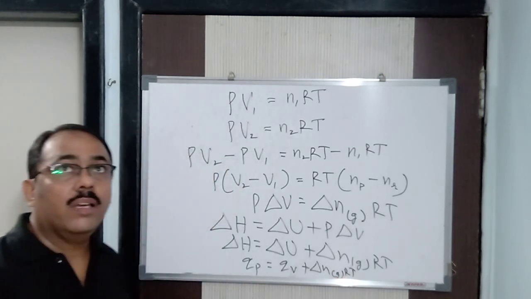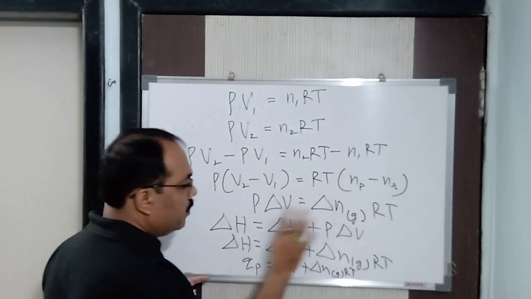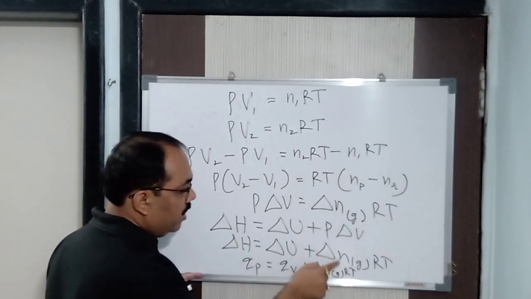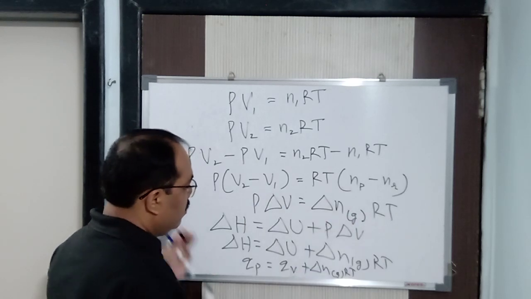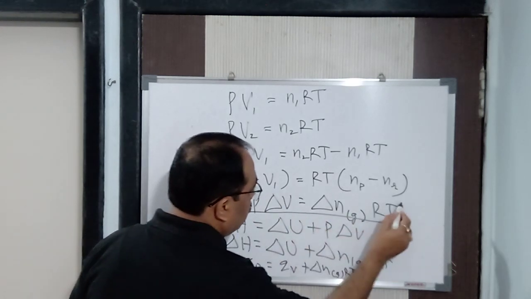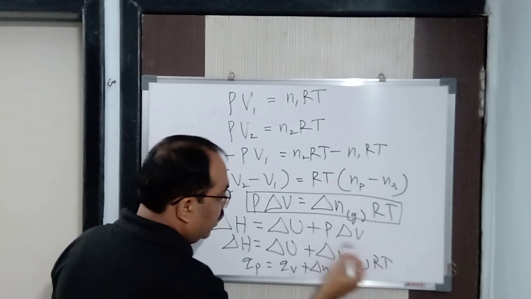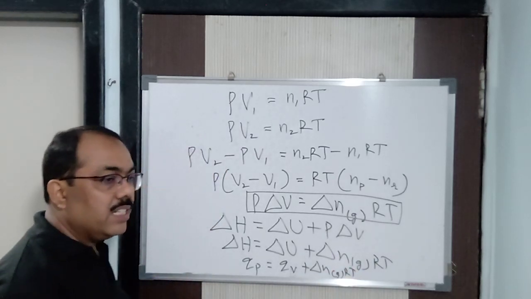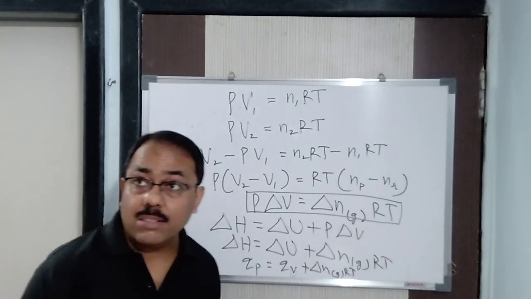So many relations I am giving you. Del H is equal to del U plus P del V. Now I am putting the value. Del H is equal to del U plus, instead of P del V, you put the value delta Ng RT, where delta Ng is nothing but the change in number of moles of the gas.